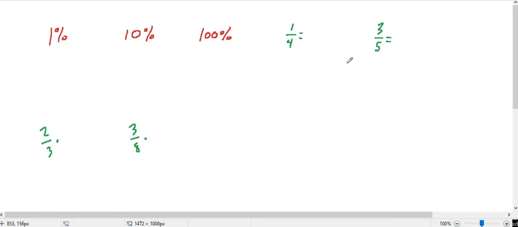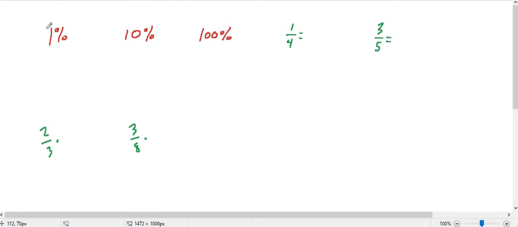Hey there, course 3. In lesson 11, we're working with percents and fractions, going from percent to fraction, and then later from fraction to percent, and then applying both to a word problem. Maybe you've learned some of this before. We'll find out.